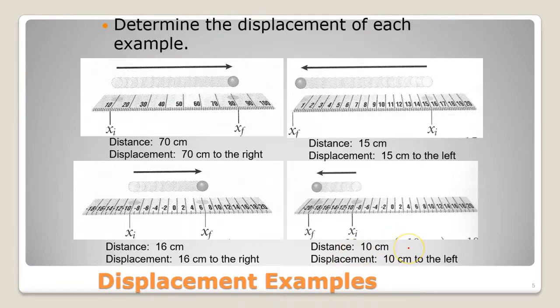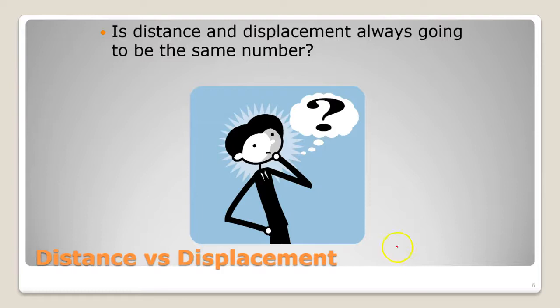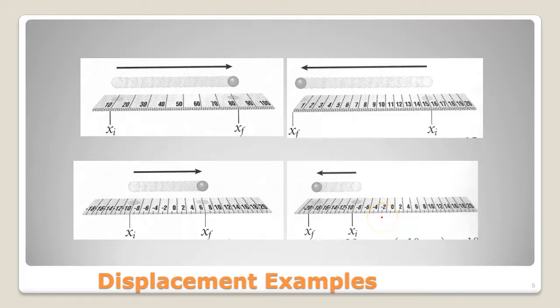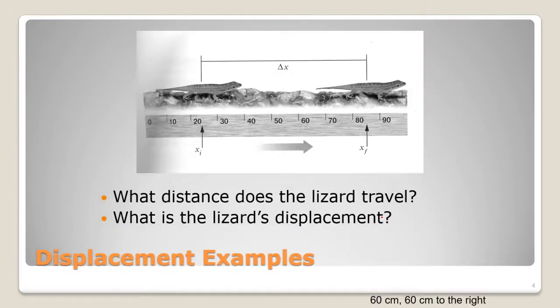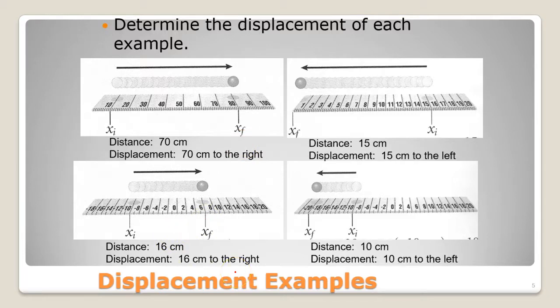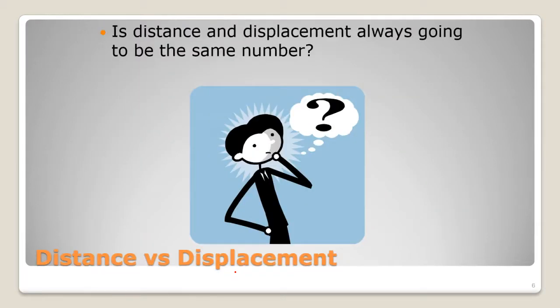And so now the question becomes, is distance and displacement always going to be the same number? I want you to think about that for just a minute, maybe pause the video if you want to. Is distance and displacement always going to be the same number? Because, after all, it certainly was here. All we did in these examples and in the example of the lizard is we simply added a direction. 70, 70 to the right, 16, 16 to the right. Is that always going to be the case?